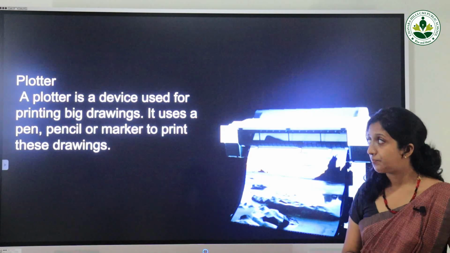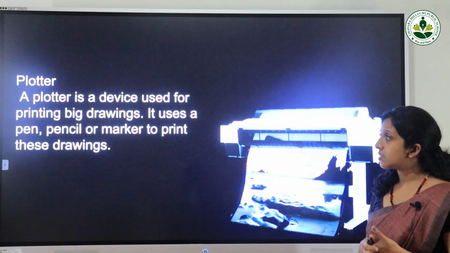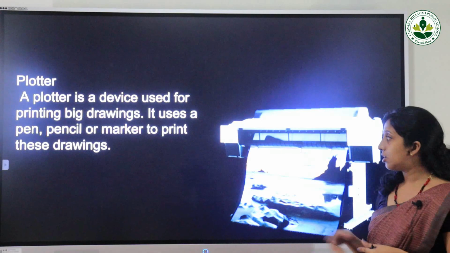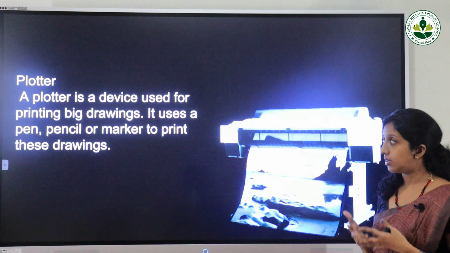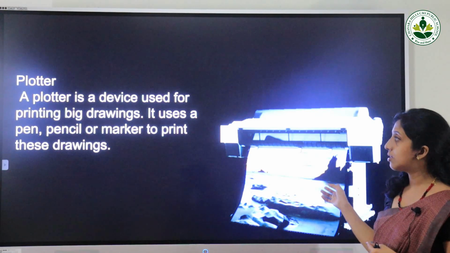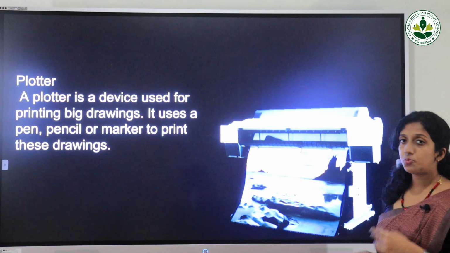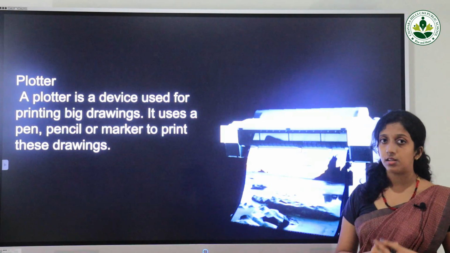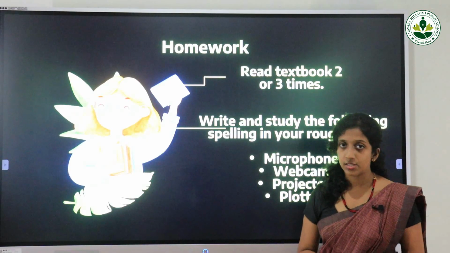Next is the plotter. A plotter is a device used for printing big drawings. It uses a pen, pencil or marker to print the drawing. This is the picture of a plotter, and it is used to print large drawings and photos. To print small images we use printers. For printing a large image we use plotters. These are the three kinds of hardware devices that we have learned.